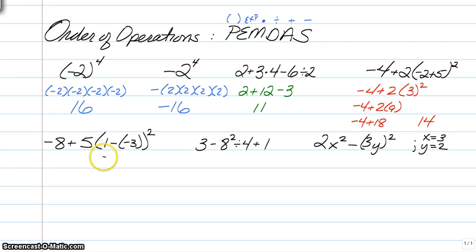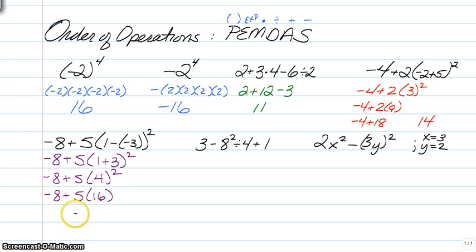So again, the first thing we do is what's in parentheses. -8 plus 5. And 1 minus a negative we know turns into 1 plus 3 squared. 1 plus 3 is 4, still in parentheses. And then we move to our exponents. 4 squared is 16, so -8 plus 5 times 16. 5 times 16 is 80. -8 plus 80 is going to give us 72.